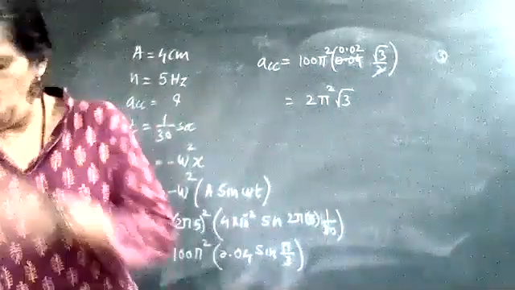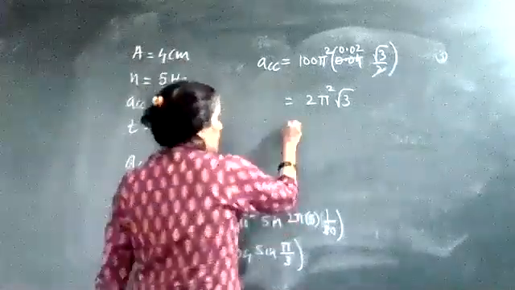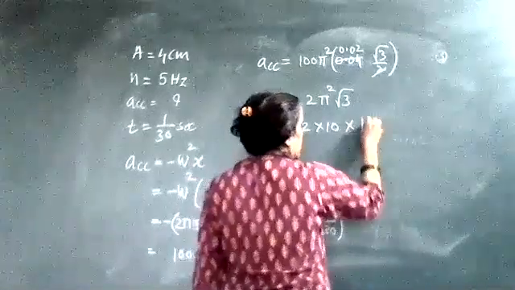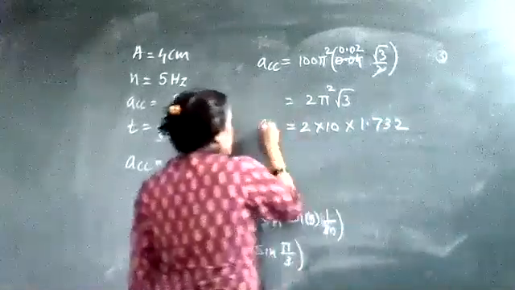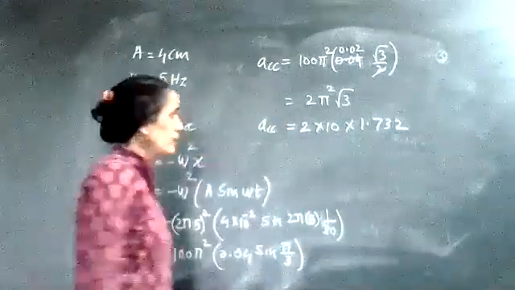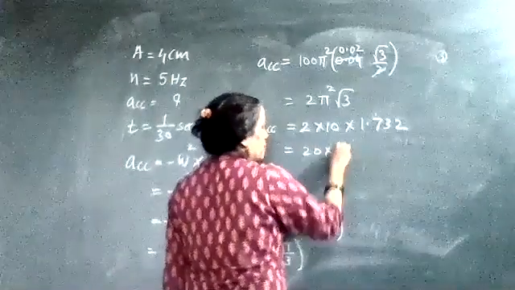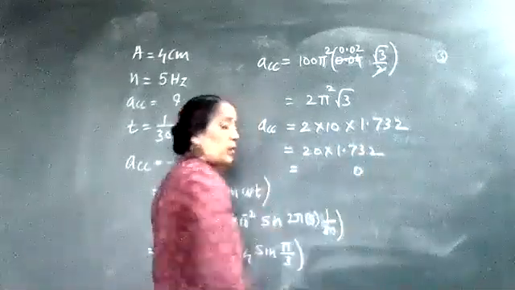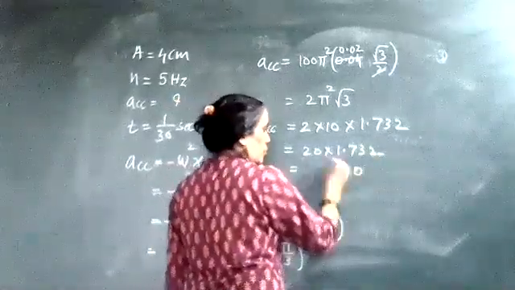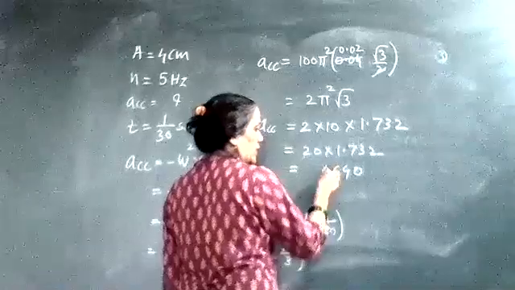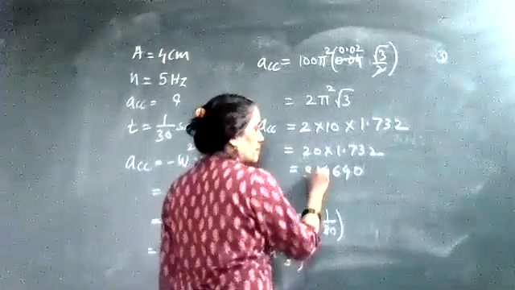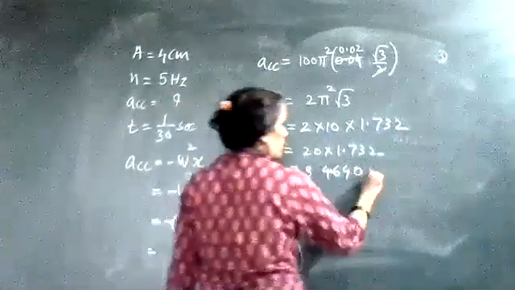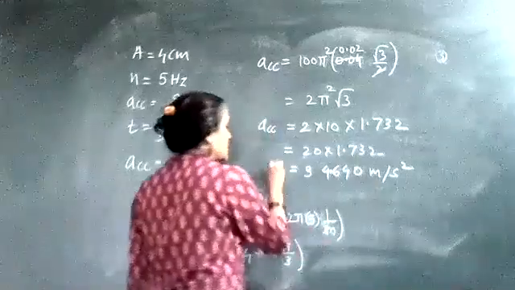Right? If I take the approximate value of pi square as 10, multiplied by root 3 whose value is 1.73, this is nothing but my acceleration. So what I'm getting here, 20 multiplied by 1.732. And just do the multiplication. 0 as it is and multiply by 2. So 2 2s are 4, 2 3s are 6, 2 7s are 14, 1 carry. Here it will now be 3. And where will the decimal point be? After 2 places. So 34.64 meter per second square.